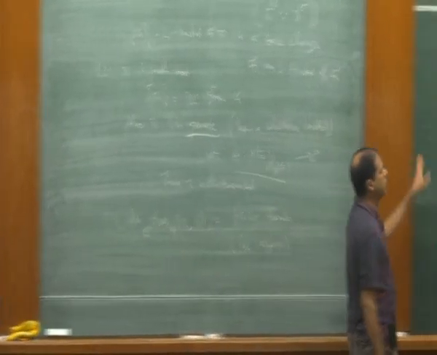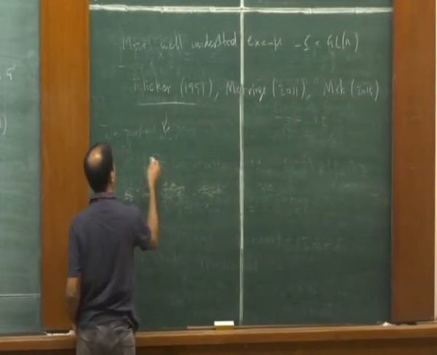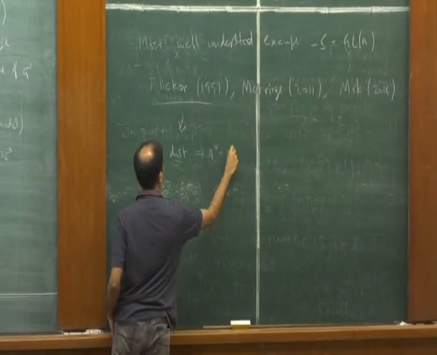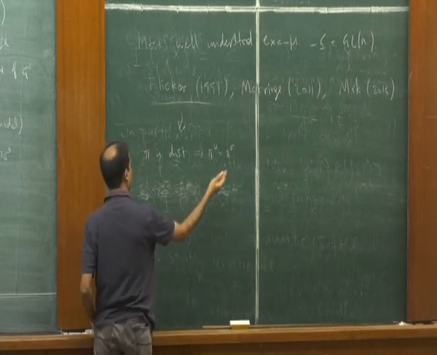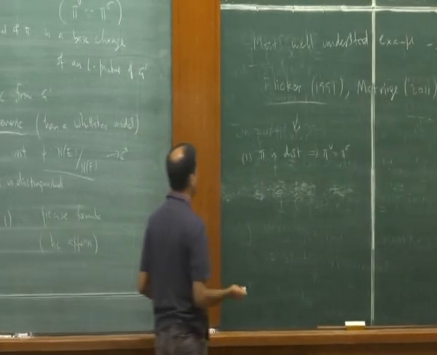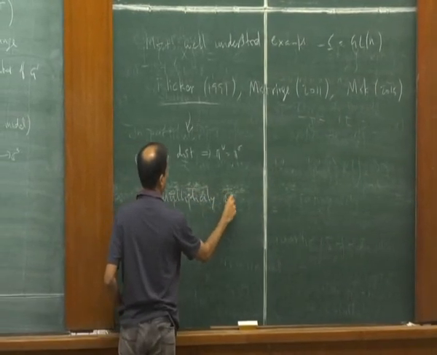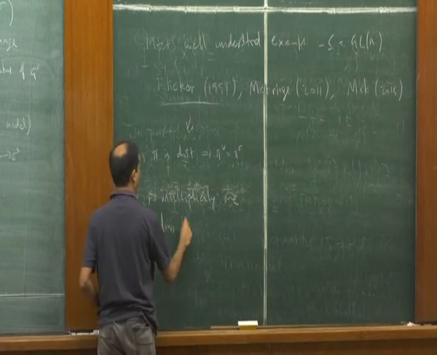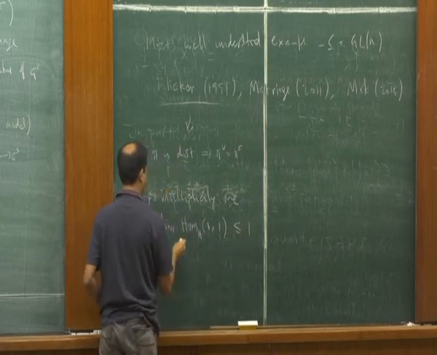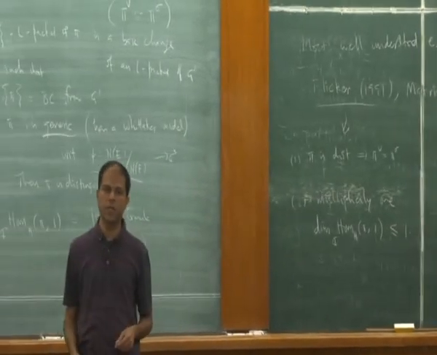For GLN, the L packet is a singleton. There's no real L packet, it's just a singleton. And Flicker says that if pi is distinguished, then it is conjugate self-dual. That is what the conjecture is, and in this case there's no L packet. It's true. And what about this precise formula for the dimension? Here it's a multiplicity 1 situation. Multiplicity 1 meaning the dimension of Hom(pi, 1) is less than or equal to 1. It's either not distinguished, or if it's distinguished, there's exactly one linear form up to multiplication by scalars.